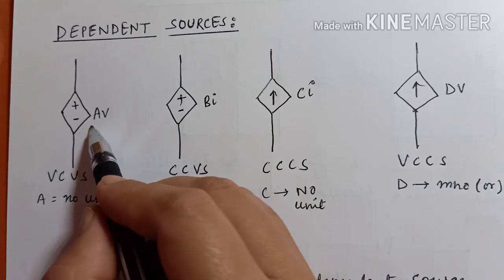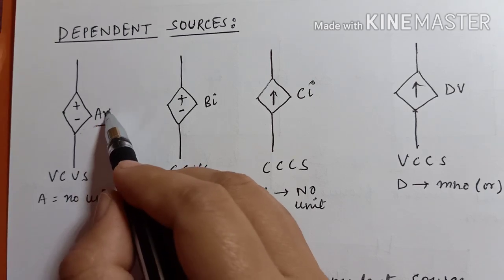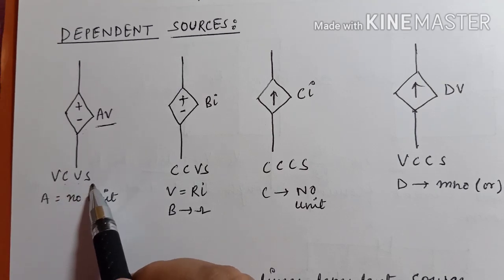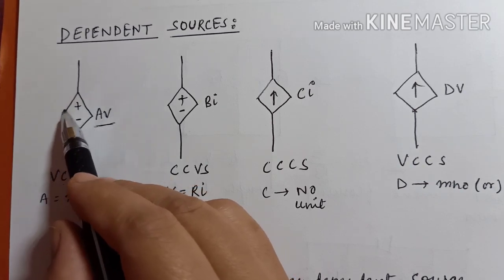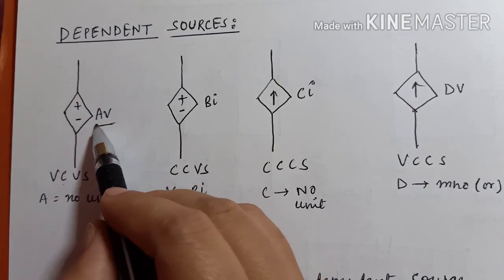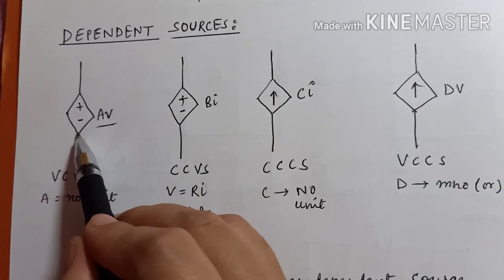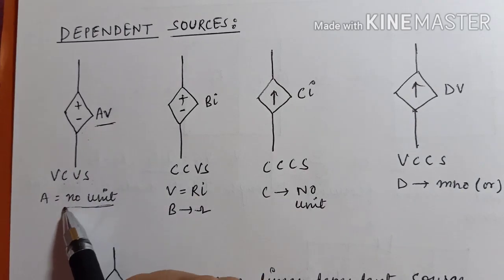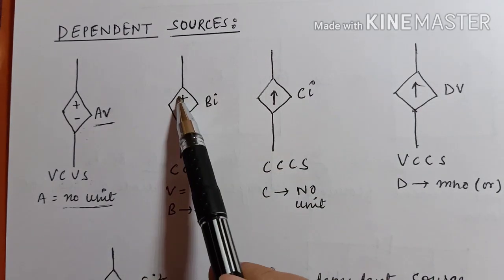And what is the magnitude or value of this dependent source? A into V. V means it is depending on the voltage. That's why this dependent source is your voltage control voltage source. Clear? This is your voltage source, and it is in the shape of diamond. So this is a dependent source. So this is your voltage control. Why voltage control? Because it is depending on this voltage. That's why this is voltage dependent voltage source, and the unit of A, whatever constant is there, that has no unit.